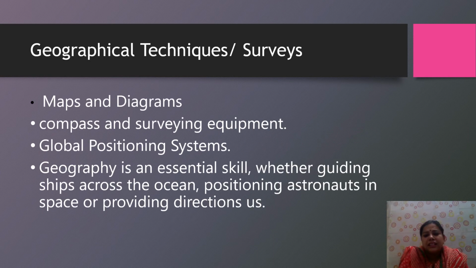Next, as a geography student, we'll talk about the geographical techniques and surveys. The most important thing in geography is a map. A map and a diagram is always used for the interpretation of data, of spatial data. These maps and diagrams use various equipment for making them, like compass and other surveying equipment.